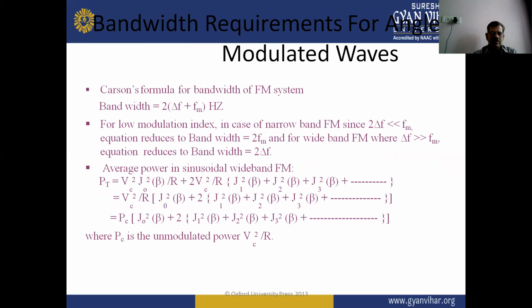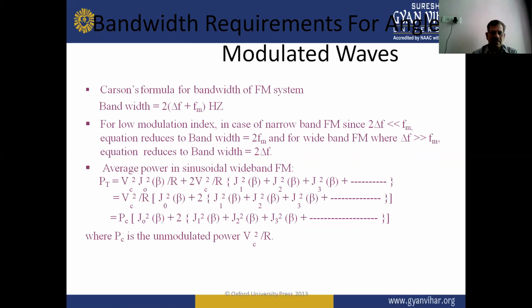By Carson's formula, the bandwidth of an FM system is given by bandwidth equal to 2 into delta f plus fm in hertz. For a low modulation index, in the case of narrowband FM, since 2 del f is very much less than fm, the equation reduces to bandwidth equal to 2 fm. For wideband FM, where del f is very much greater than fm, the equation reduces to bandwidth equal to 2 del f.